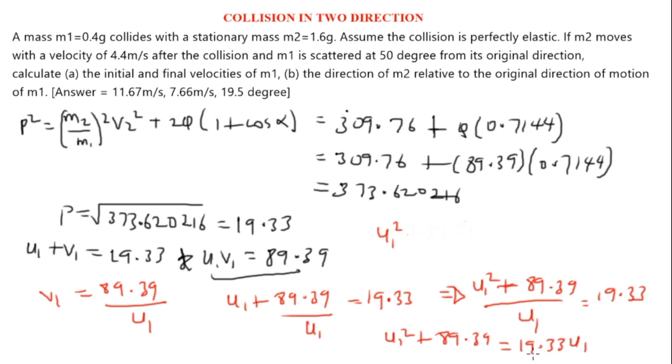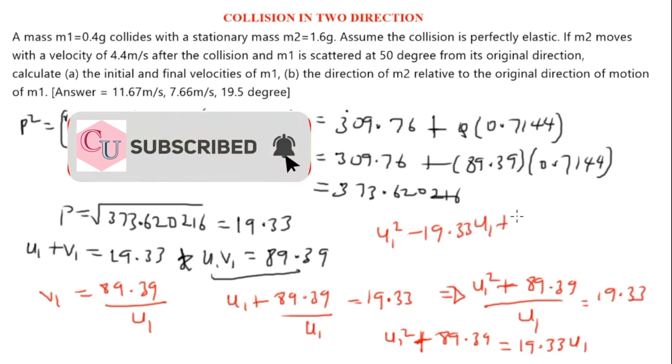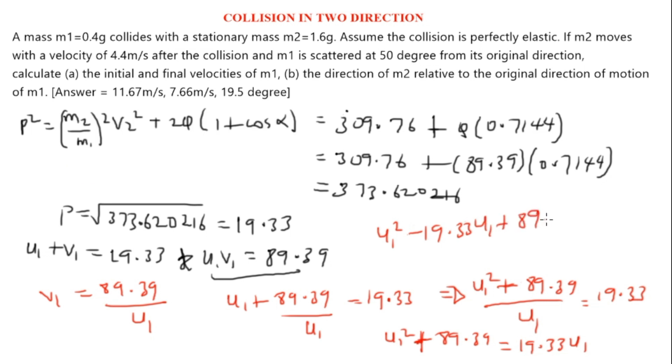I'll rearrange it immediately. If I take 19.33 u1 to the left hand side, I will have u1 squared minus 19.33 u1 plus 89.39, which is equal to 0. If you solve this quadratic equation, you will obtain u1 to be equal to 11.67 meter per second. So that's our u1.